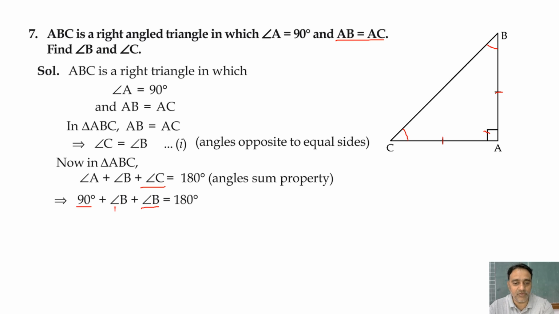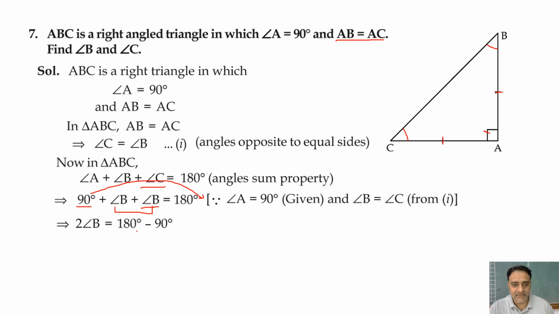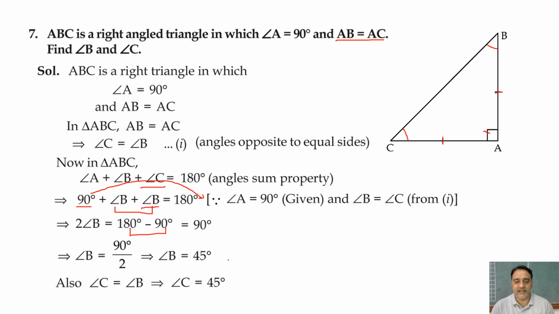So what we are going to get, 2 times angle B is equal to 180 minus 90 degree. Okay, so 180 minus 90 हो जाएगा 90 degree. So finally we'll get angle B is equal to 90 by 2, that is 45 degree, right? So angle C और angle B दोनों equal था, so both angles will be equal to 45 degree. Any doubt? No, sir. Okay.